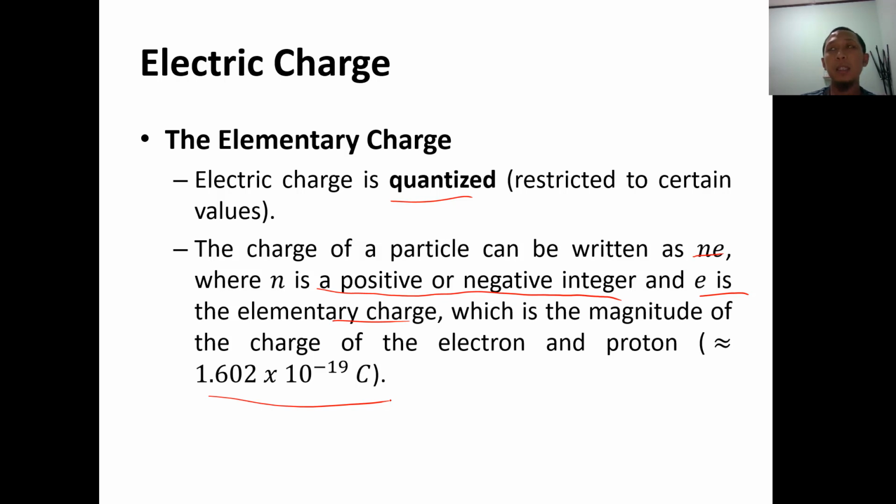So it's like 1000 e. It means 1000 multiplied by this elementary charge. So this is the total charge in the material.